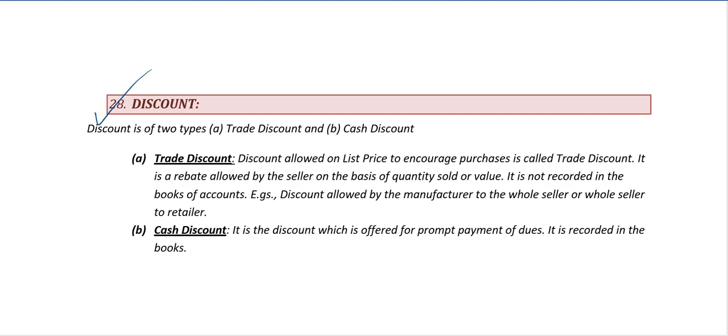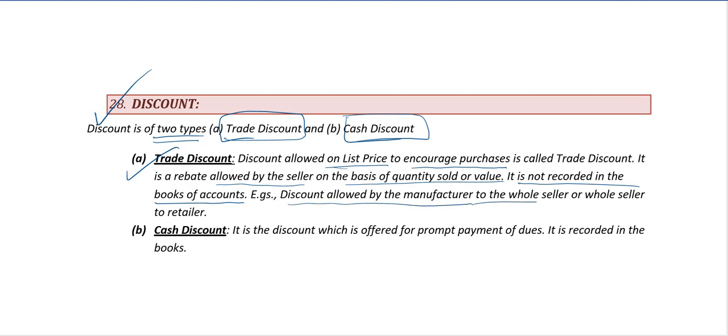Twenty-eighth term, discount. Discount is of two types. It may be a trade discount or a cash discount. Let's check out each of this. Trade discount. It is a discount which is allowed on the list price to encourage purchases. It is allowed by the seller on the basis of quantity sold or value. Trade discount is not recorded in the books of accounts. For example, discount allowed by the manufacturer to the wholesaler or the wholesaler to the retailer.